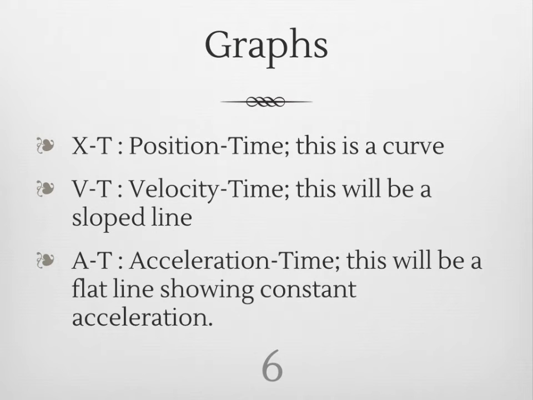You also have three graphs. You have an xt graph, which is a position time graph. This is going to be a curve. You have a vt graph, that's a velocity time graph. This will be a sloped line. And now you have an at graph for the acceleration. Okay, this will be a flat line showing that constant acceleration.